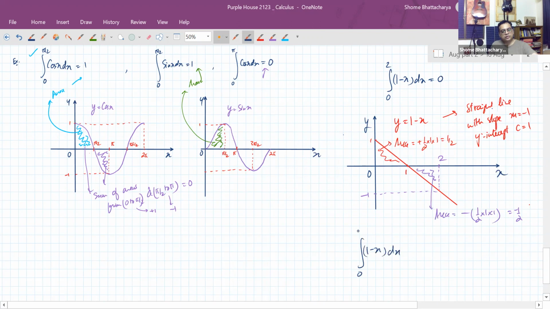So what will happen is, if you were to integrate this from just 0 to 1, you will see your answer will come out to be half. If you were to integrate it from just 1 to 2, you will see your answer will come out to be minus half. But when you integrate it from 0 to 2, it is the sum of that positive area and that negative area, and that comes out to be 0, because they exactly cancel each other.